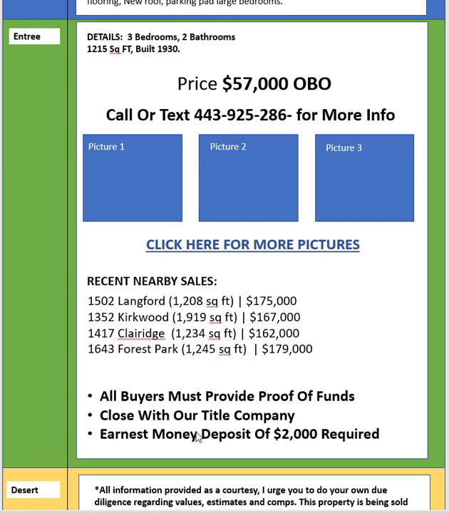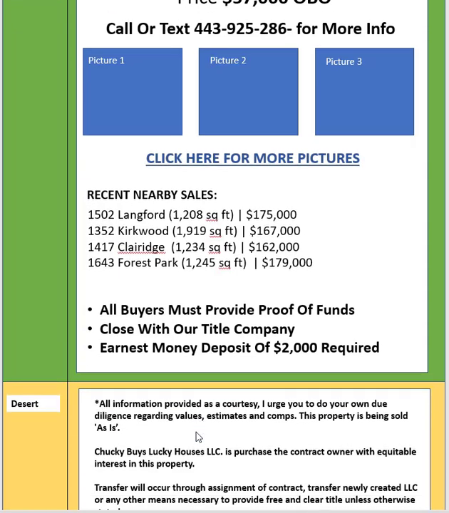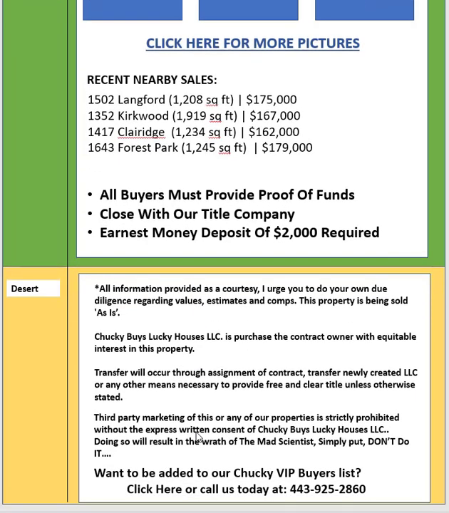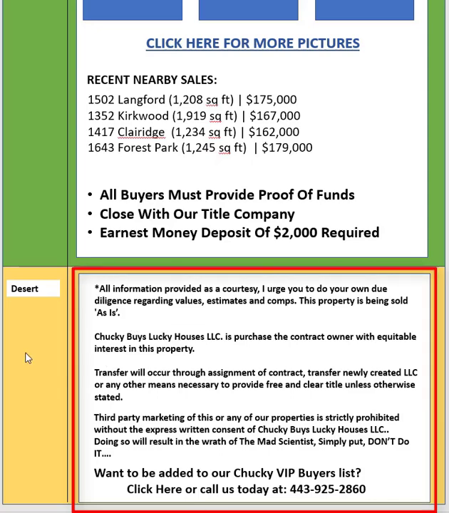And last but not least is the final section in your 3-course meal. We call this the dessert section. And the dessert gives you all the nitty gritty, all the stuff that makes the deal a good deal. And what I mean by that is all the information is provided as a courtesy. I urge you to do your own due diligence regarding value, estimating repairs, comps. The property is being sold as is. This is the down and dirty information in this section.